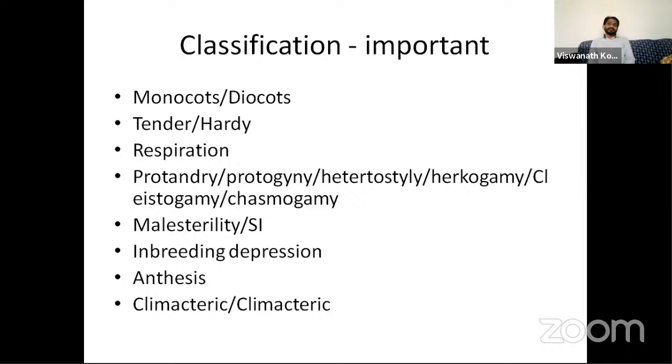And anthesis, the time of flower opening: bottle gourd, ridge gourd, snake gourd have flower opening in the evening. And climacteric and non-climacteric: tomato, muskmelon, watermelon are climacteric, others are non-climacteric. So in any objective book, in the beginning, there is a classification like this. You go through the classification, that is very important. A good number of questions come from this classification.